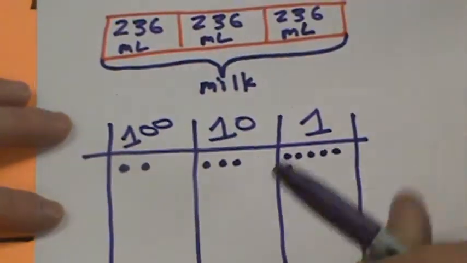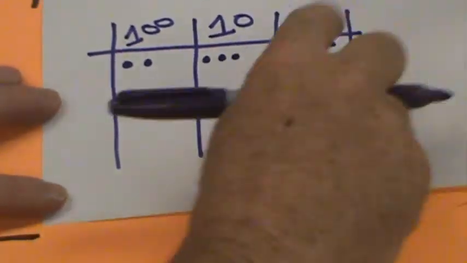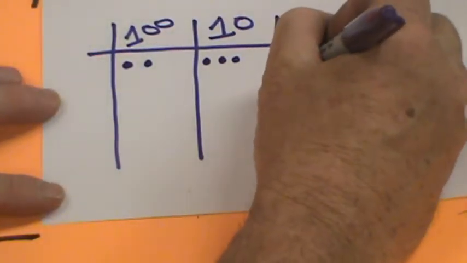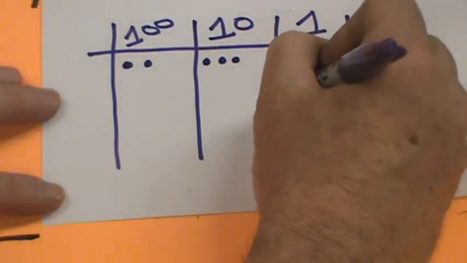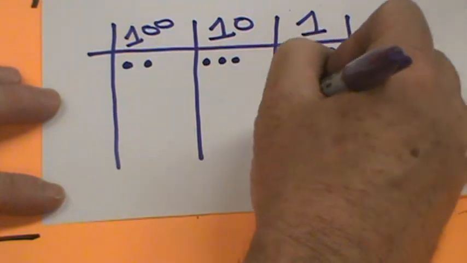What are we multiplying by? We're multiplying by 3 because we have 3 containers of 236 milliliters each. So let's take a look. Gonna make 6 ones. 1, 2, 3, 4, 5, 6, and another 6. 1, 2, 3, 4, 5, 6. Okay, let's just stop there.